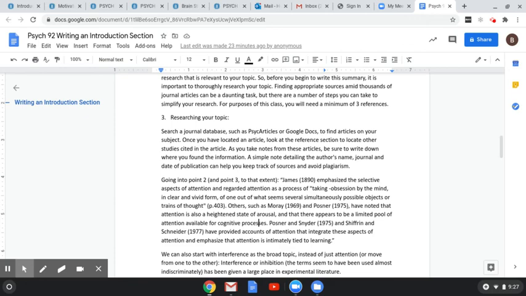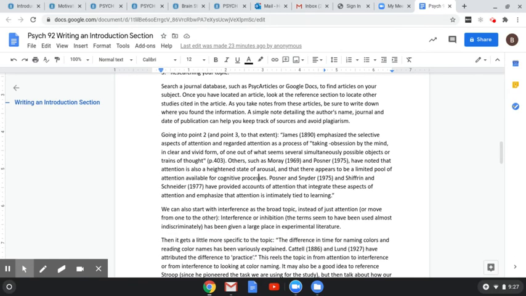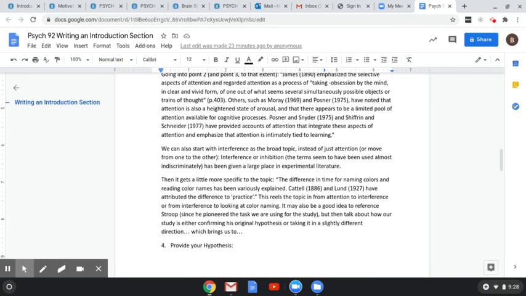So for you guys, it's going to be a little different, but we can also look at starting with interference as the broad topic instead of just attention, or move from one to the other. You can talk about interference or inhibition. These terms have seemed to have been used basically interchangeably or indiscriminately. Has been given a large place in experimental literature. Then we get a little more specific. The difference in time for naming colors and reading color names has been variously explained.